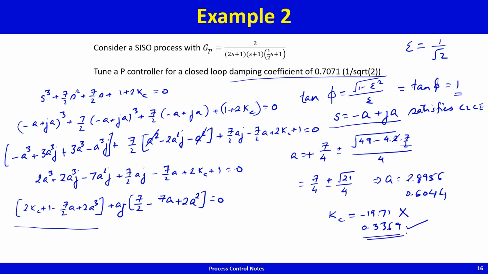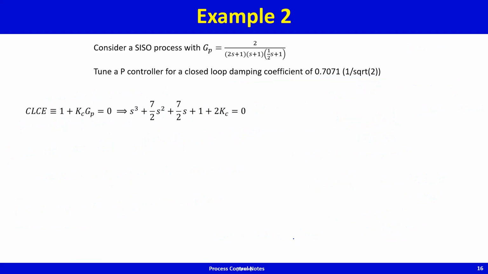So that's the controller gain for this closed loop damping coefficient. And at this gain, S is equal to minus 0.6044 plus and minus j times 0.6044. These two are the roots of the characteristic equation.